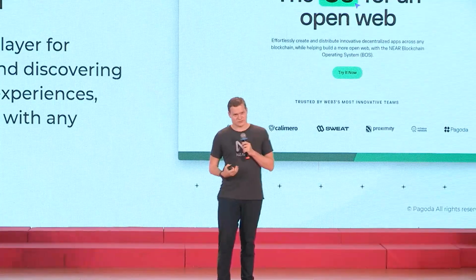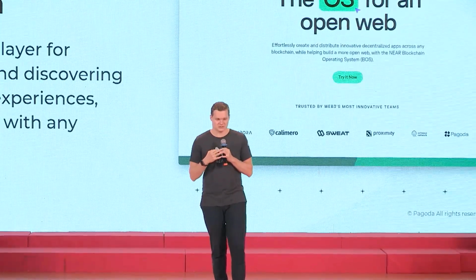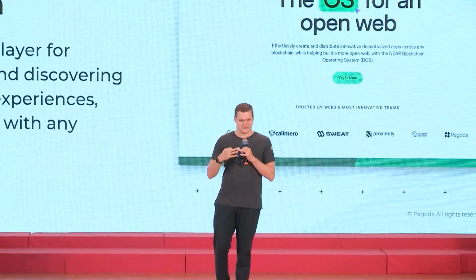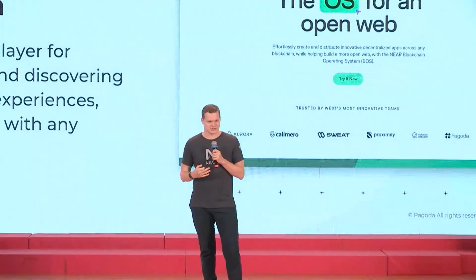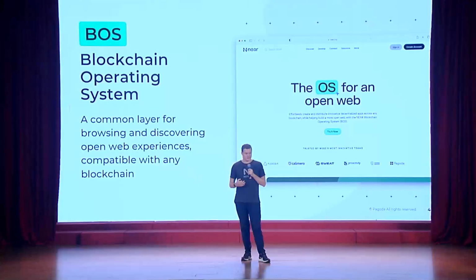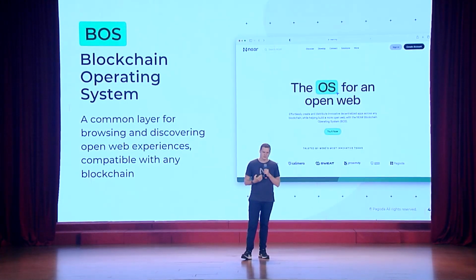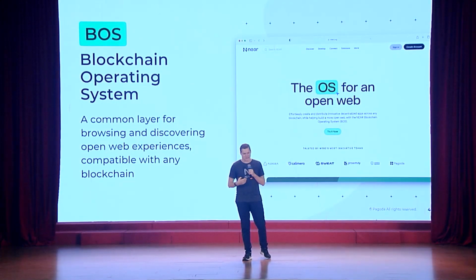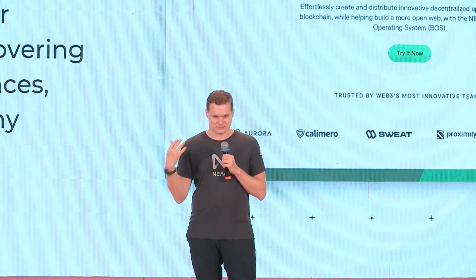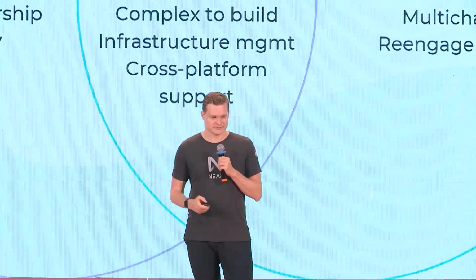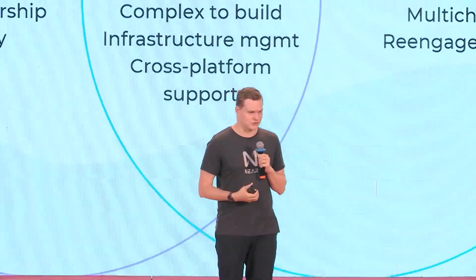So what is blockchain operating system? Well, it's a common layer to browse and discover experiences in Web3, in the open web, and importantly, it's compatible with any blockchain. It's really about how we coalesce all of the things that we're doing in Web3 into one concept that users and developers can interact with, and it benefits all of the applications built on top of it. So what problems are we trying to solve?